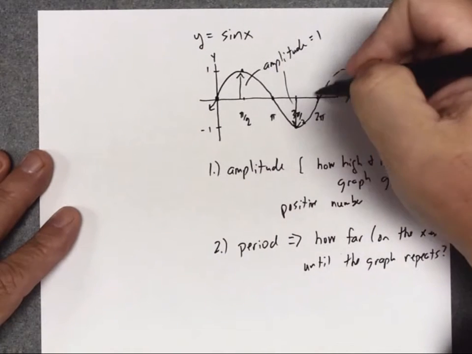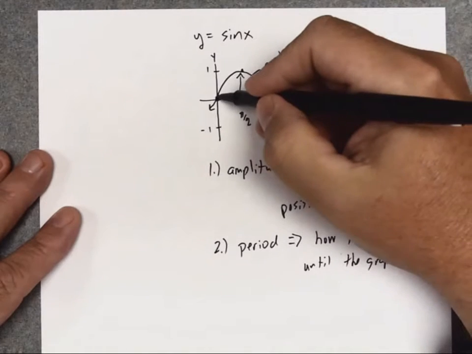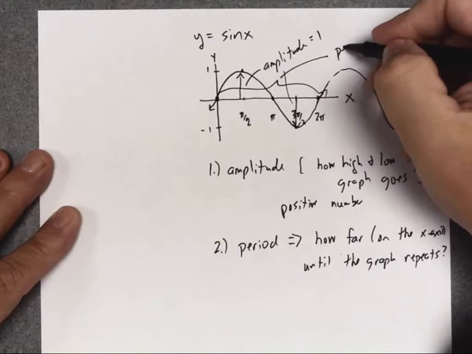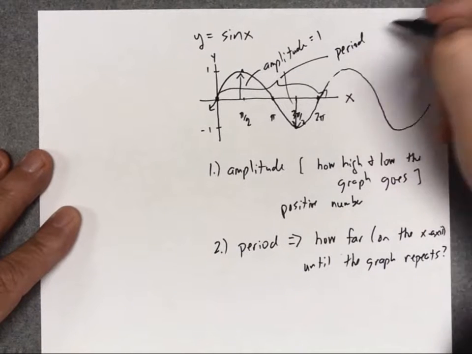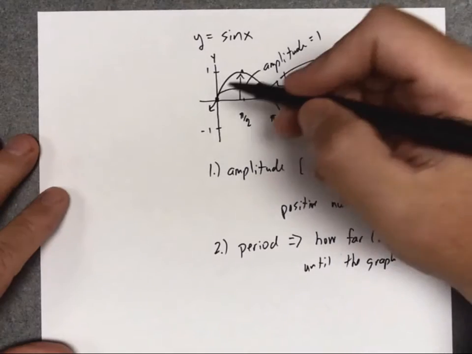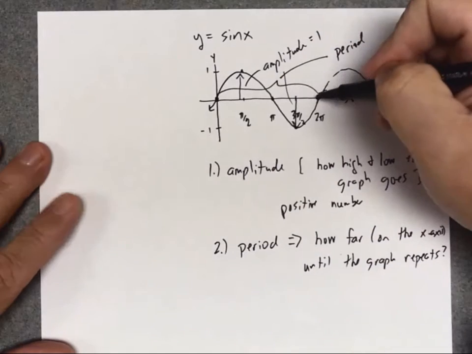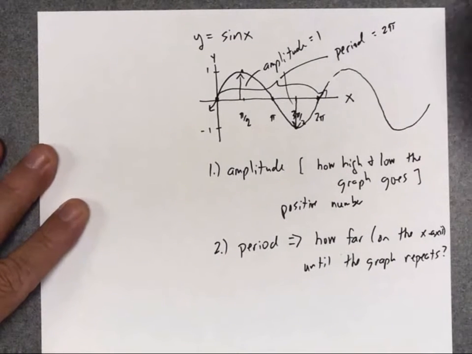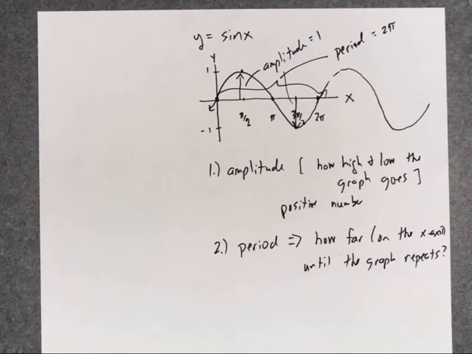So I say from here to here, this distance, hope it's not too messy, is called the period. It's how far the graph goes until it starts repeating itself. And in this case, I start here at 0, I go to 2 pi, we say the period of this graph is 2 pi.